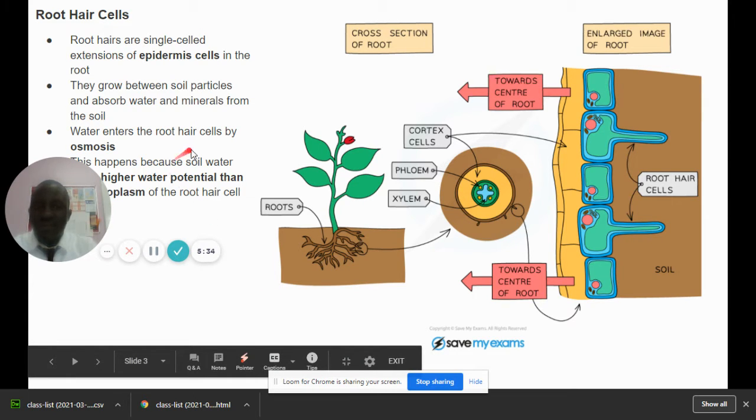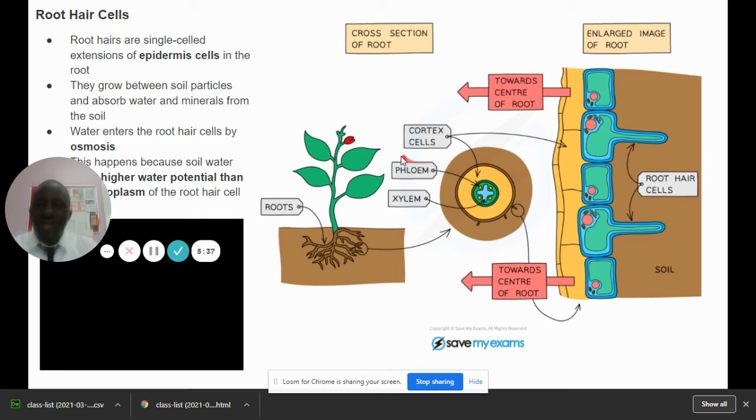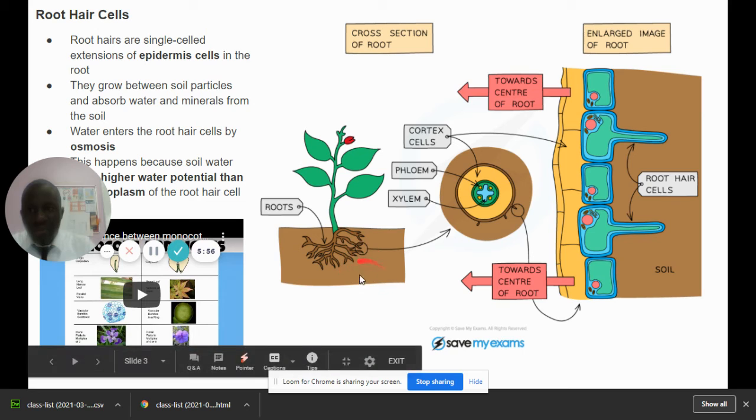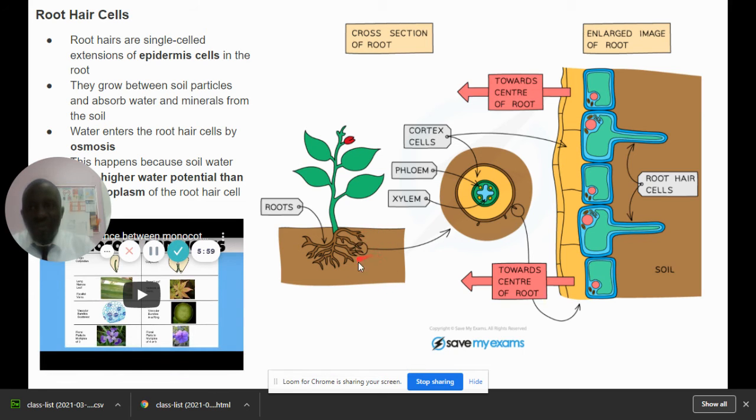Blue stands for xylem. So if we look at this picture, how is water absorbed from the soil to the leaf? To the roots. Water from the soil is absorbed by the root hairs. Root hairs are substructures found on the root. They are outgrowths of the epidermal cells. They grow between soil particles and absorb water and mineral salts.